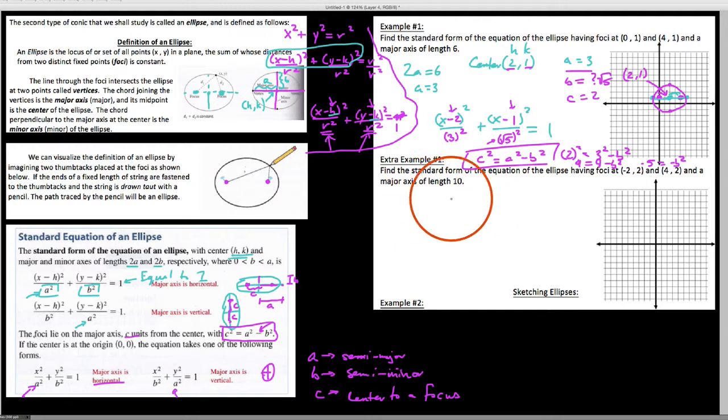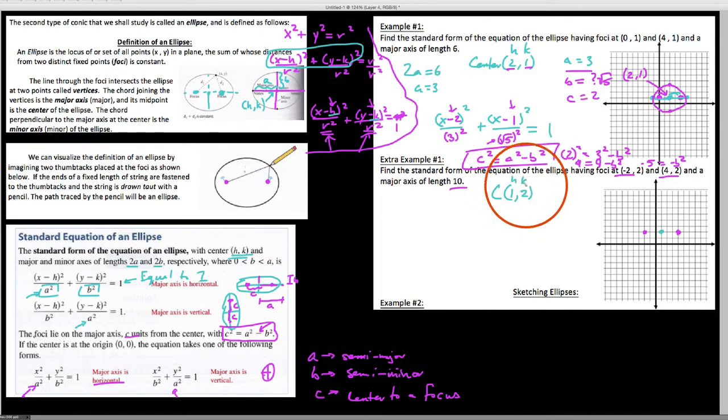So again, let's try this one more time. Find the standard form of the equation. We have foci here and here, and a major axis length of 10. Then we have a focus at negative 2, 2, and 4, 2. So these are foci. So the center has to be the midpoint of those two. So we say the center is at 1, 2.